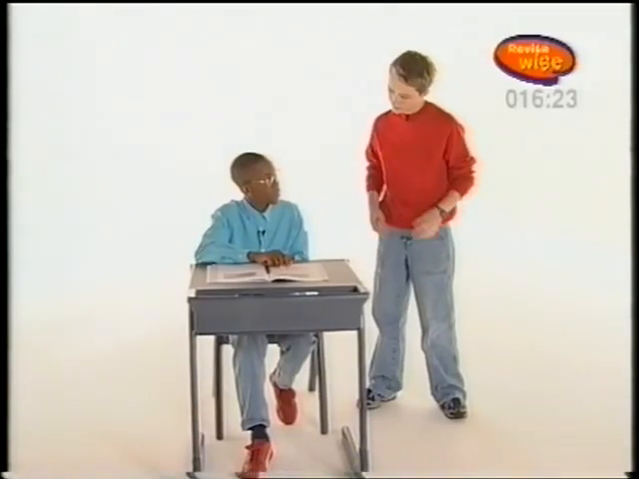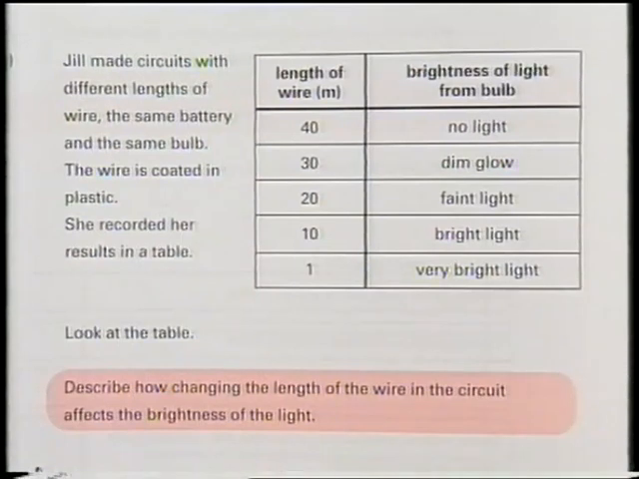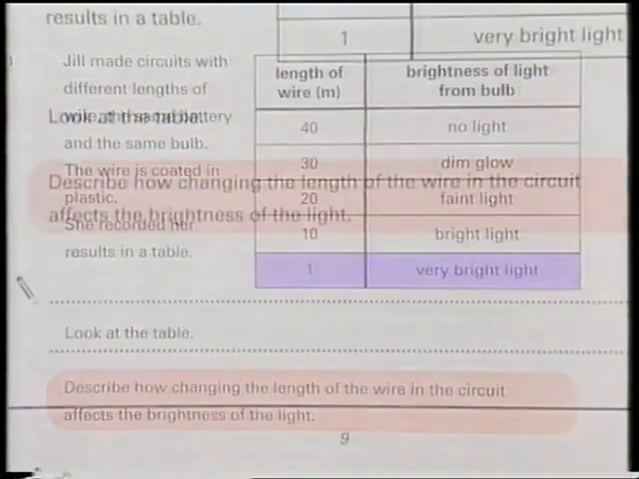Here's a question with a table of results. Jill made circuits with different lengths of wire, the same battery and the same bulb. The wire is coated in plastic. She recorded her results in a table. Length of wire, 40 metres, no light, 30 metres, dim glow, 20 metres, faint light, 10 metres, bright light, and 1 metre, very bright light.